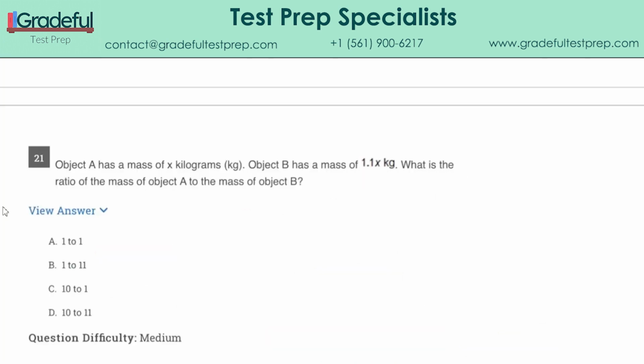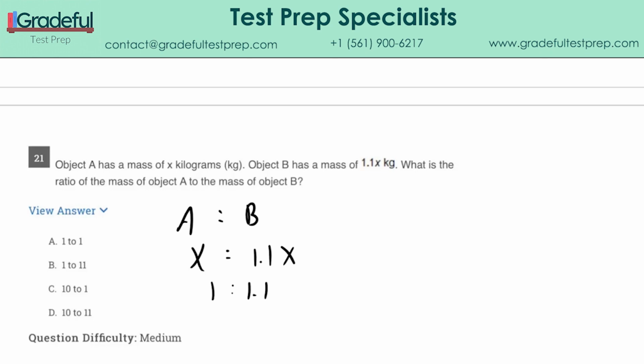Question 21 is asking us for a ratio of the mass of A to the mass of B. So for A, we have x, and for B, we have 1.1x. Well, they both have an x, so we can cancel them both away. We can divide both sides by x, just like we could in an equation. So if we do that on the left, we have 1.1, and on the right, it gives us the invisible 1 that's there in front of the x.